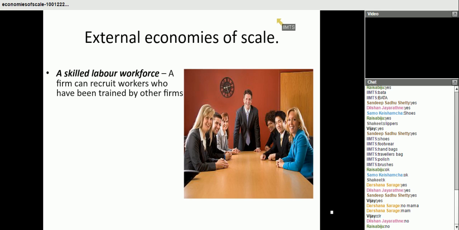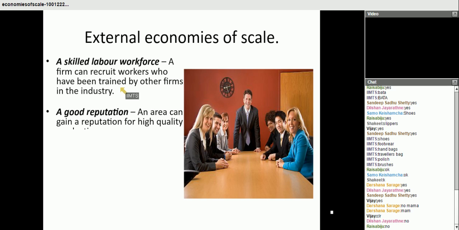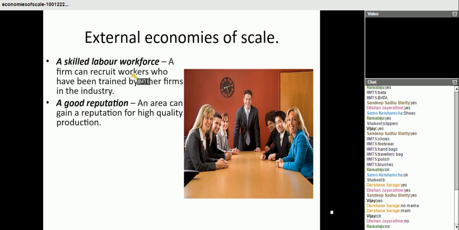Now external economies. We discussed the internal economies of scale, isn't it? The economies which come because of the internal operations of a firm. Now we are going to discuss the external economies, which stands for those which are due to the external factors. Number one is skilled labor force.